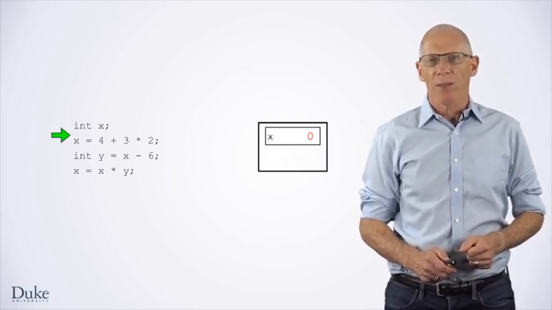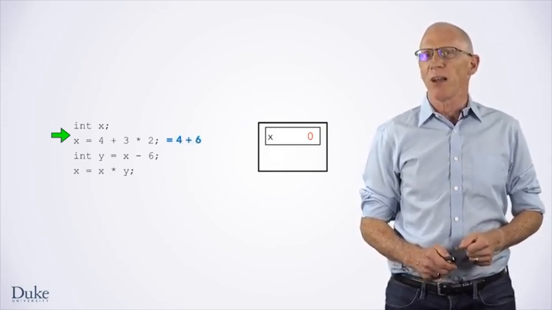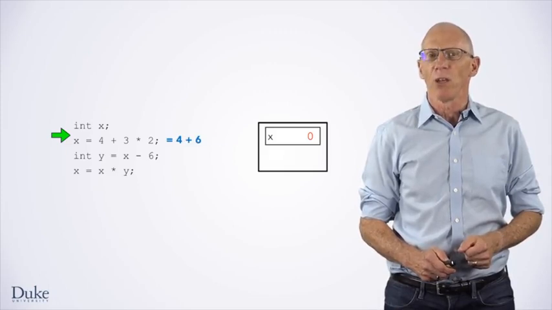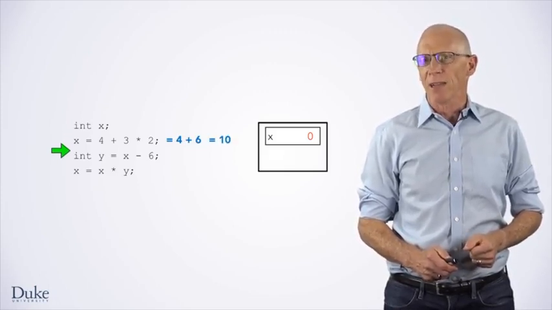As you know from math, times has higher precedence than plus. So this expression evaluates to 4 plus 6, which is 10. So we put 10 in the box for x.